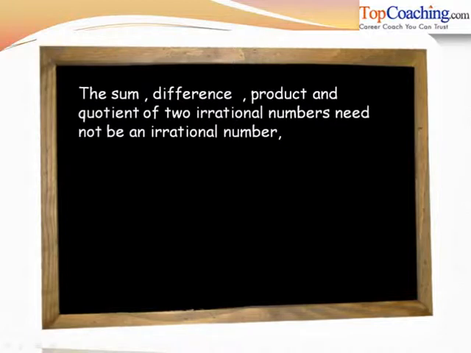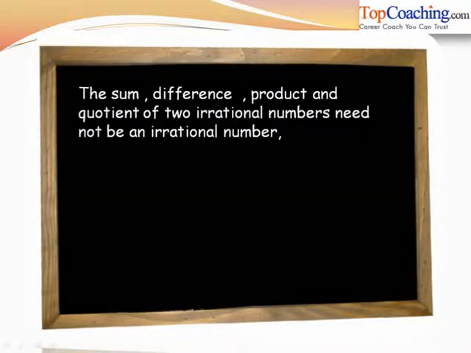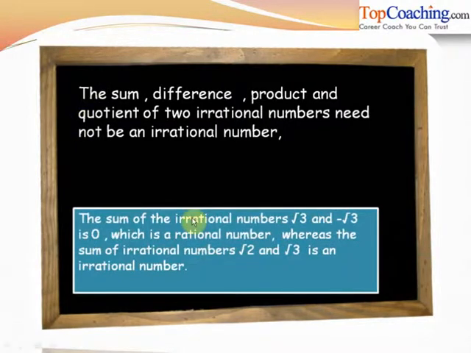Now this is not a theorem, but it's an important point to remember. The sum, difference, product and quotient of two irrational numbers need not be an irrational number. Earlier we took a rational number and an irrational number and it was very easy to prove. But here we are taking two irrational numbers. In such a case, the sum, difference, product and the quotient of two irrational numbers need not be an irrational number. So we can take a case for that.